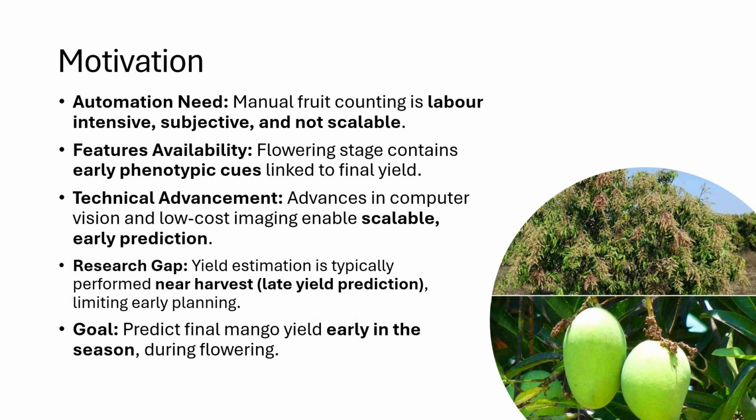Let's see the motivation and goal. The motivations are the need for automation, the availability of features like flowers and fruits, and technical advancement, specifically in computer vision and cameras. And the main research gap: yield estimation is typically performed near harvest. It's a late yield prediction, limiting early planning. So our goal is to predict the final mango yield early in the season, during flowering itself.